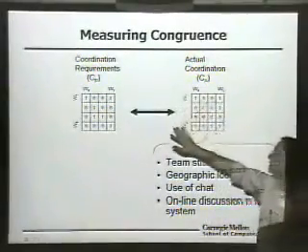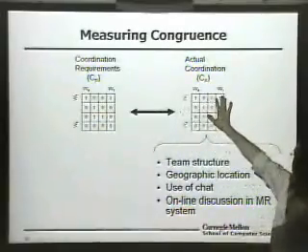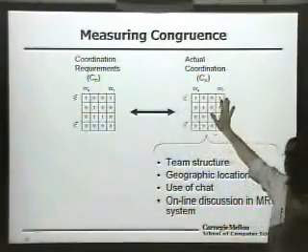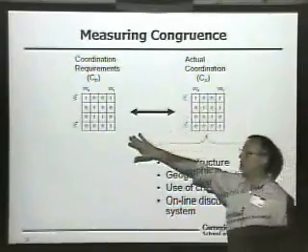Since it's a proportion, it's between 0 and 1. If none of the people who should coordinate actually do, then it would be 0. If all of them do, then it would be a 1. So it's a number that varies between 0 and 1.